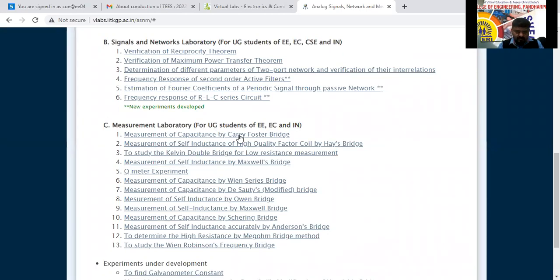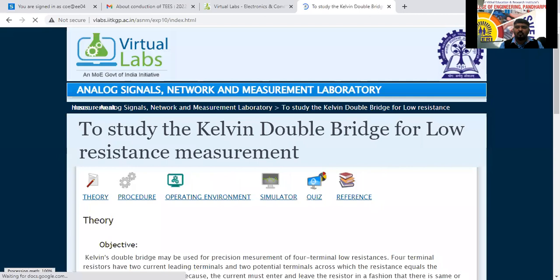So where is the Kelvin double bridge? You have to search here. See here, to study the Kelvin double bridge for low resistance measurement. The title is there, Kelvin double bridge. I will click on that. It will open the Kelvin double bridge experiment.